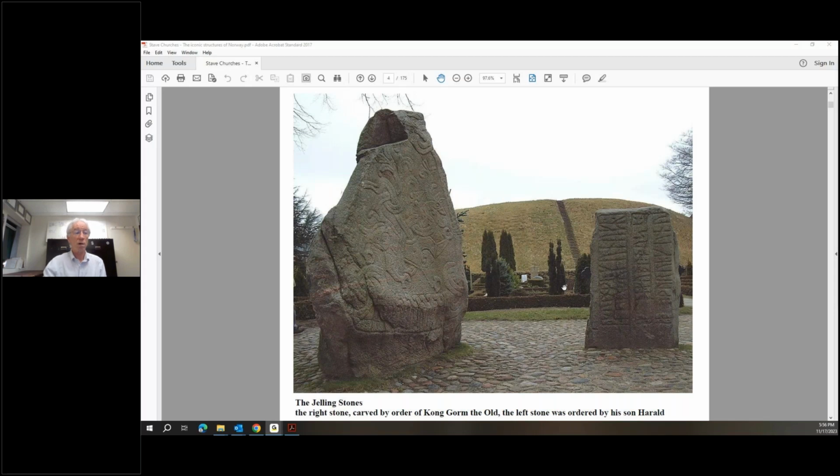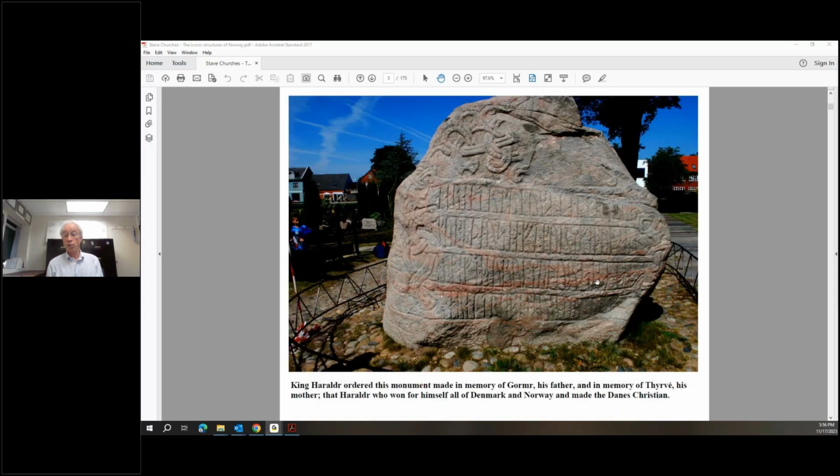The inscriptions are runes, old Norse runes, which is an alphabet, and we're going to talk about King Harold's stone specifically. His monument states in Norse runes: King Harold ordered this monument made in memory of Gorm, his father, and in memory of Thurv, his mother. That Harold, who won for himself all of Denmark and Norway and made the Danes Christian. All right, so this is side one of the stone.